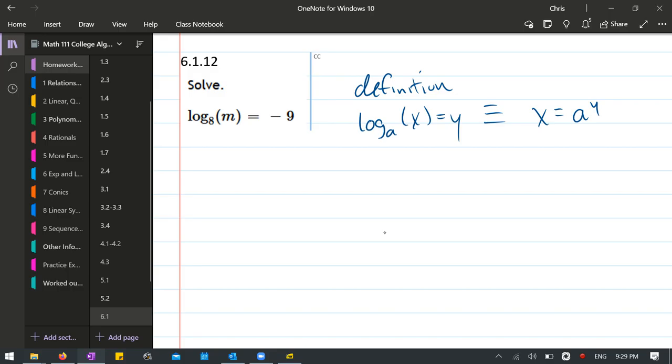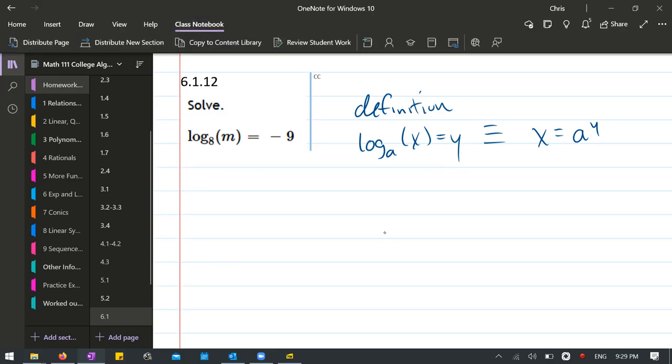Okay, so we're ready to do that in our actual problem. So this is the same as m, we're going to move the base to the other side, equals base 8 to the negative 9. Now, what is this number? Well, it's going to be a huge number, first of all, or I should say 1 over a huge number, because that negative power becomes a reciprocal.